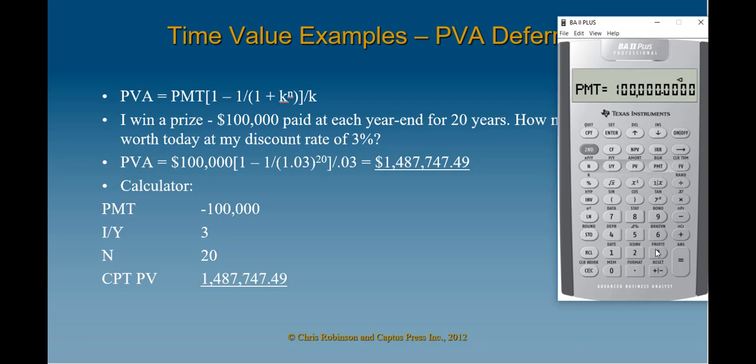So the interest rate is 3%, so it's going to be 3 IY, and the number of years is 20, so 20N, and we simply hit compute present value, and we get 1,487,747 and 49 cents because of a bit of rounding. Okay, again, in this case, much easier to use the financial calculator than working your way through the algebra.